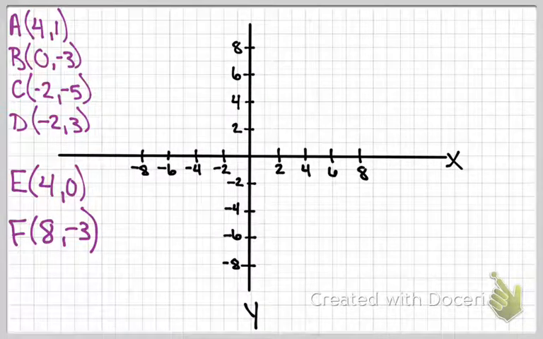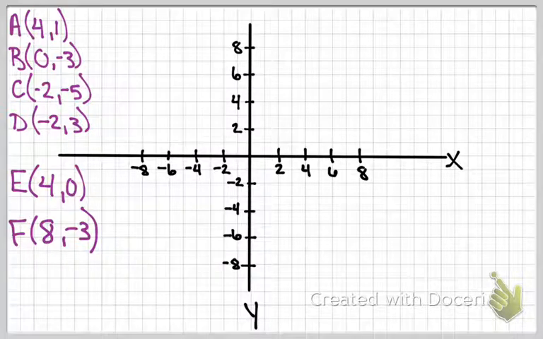A, 4, 1, B, 0, negative 3. Write that in the blank space. Don't write it on your graph because it'll clutter it up. Like you see here. I just didn't have anywhere else to write it. You do. All right, I'm going to walk around and start checking.